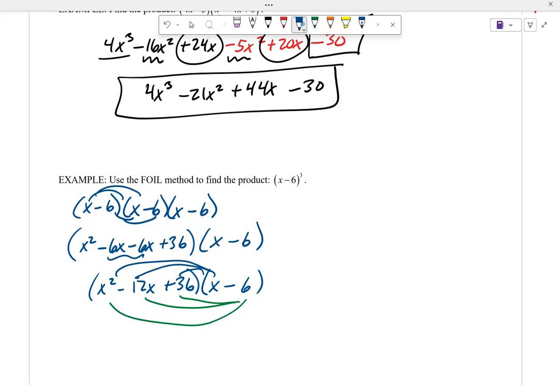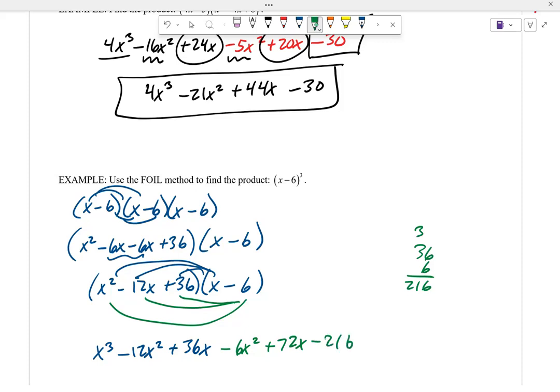Alright, so I got x times x squared, x to the third, minus 12x squared, plus 36x. Now I'm in green. Let me take the minus 6 through. So I have negative 6x squared plus 72x. 6 times 36, what is that? 216. Minus 216, right?